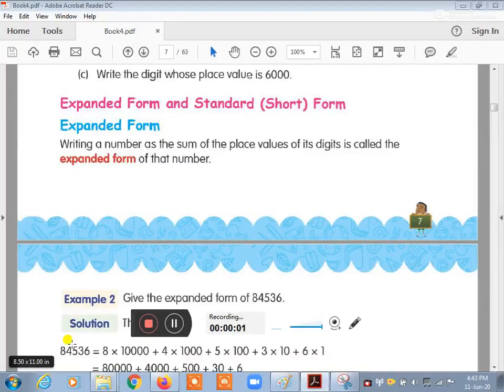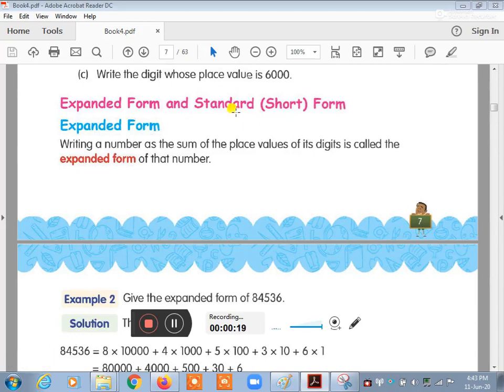Hello children, in yesterday's class you learnt about face value and place value exercises. So today we are going to learn a new topic, expanded form and standard or short form.